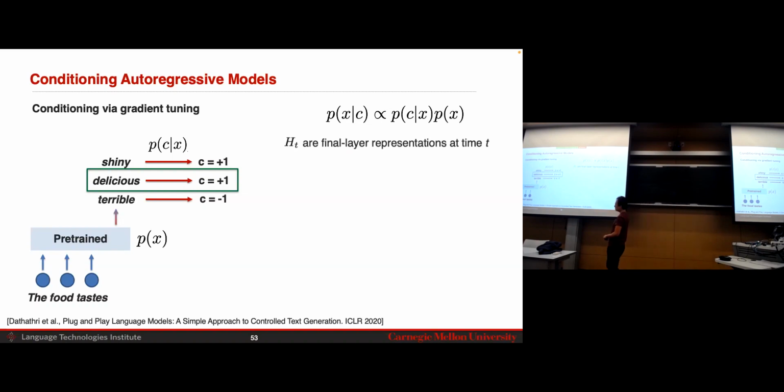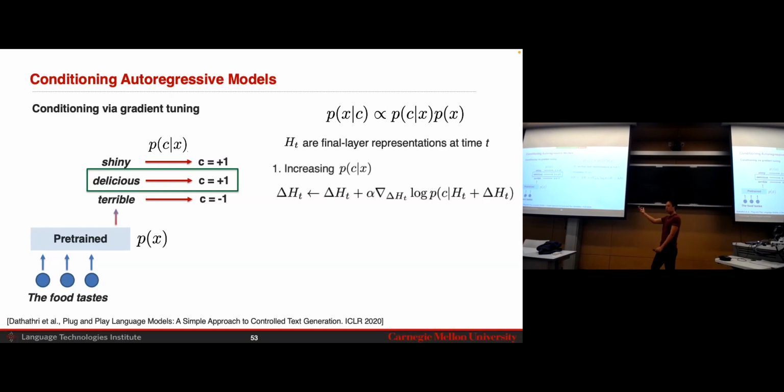They first take in all the input that you have and learn the final layer representation in your language model. Let's call that h of t. So these are final layer representations at time t. And my whole idea is to learn a delta h_t to tell me how I should shift my language model embedding such that h_t plus delta h_t gives me a completion of the desired attribute. So the first step is to increase p of c given x.